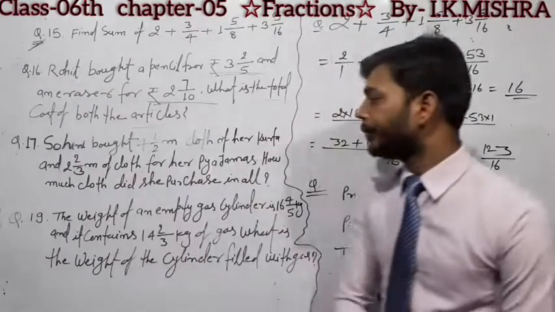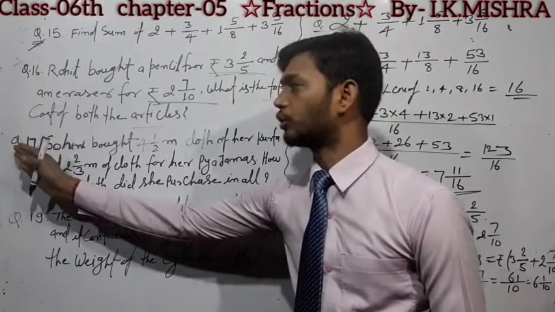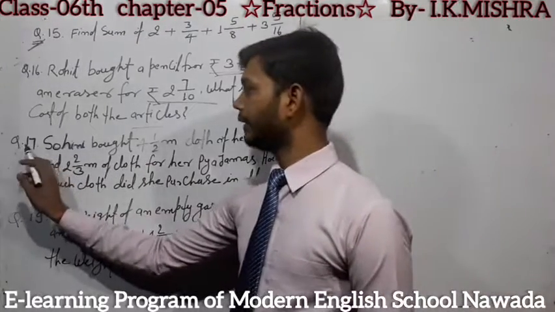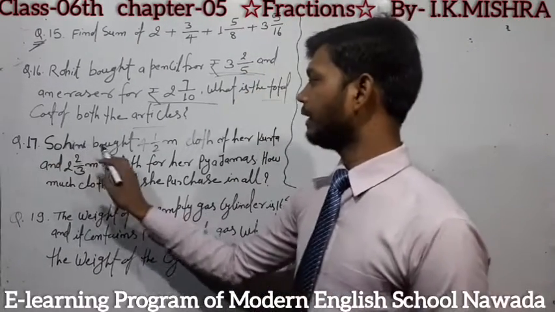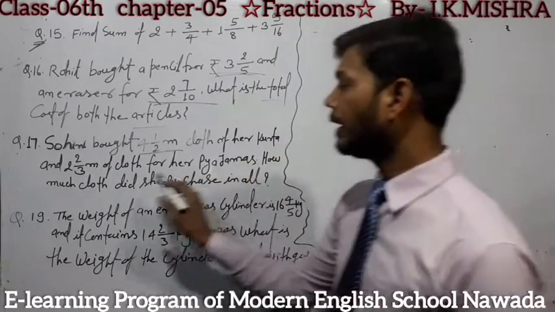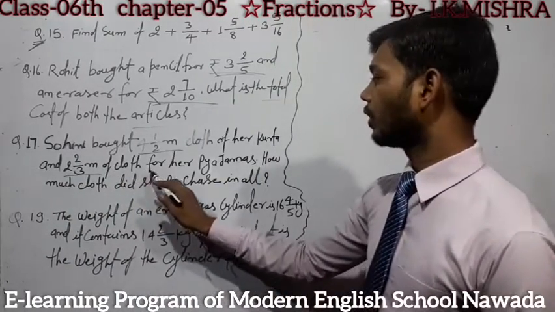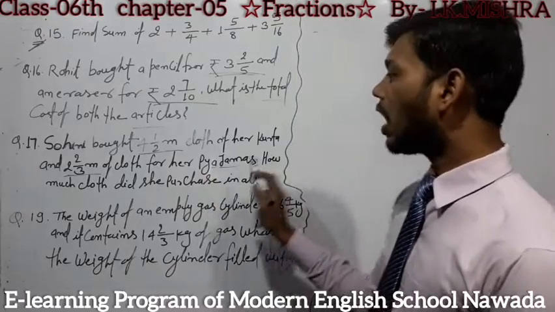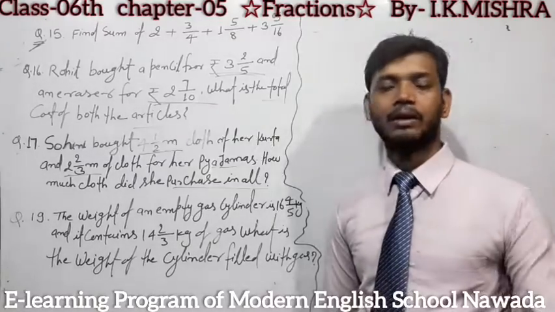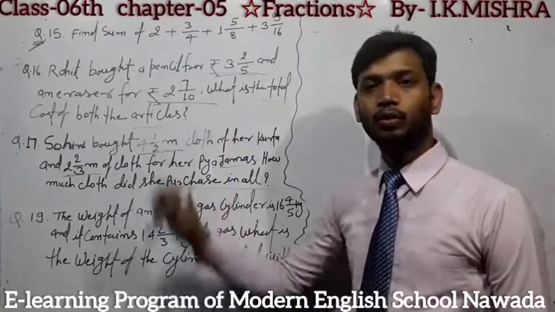Students, similarly here add, here read this question number 17. In question number 17, Sohini bought 4 whole 1 by 2 meter cloth for her kurta and 2 whole 2 by 3 meter of cloth for her pajamas. How much cloth did she purchase in all? Friends, here total purchases of cloth will be sum of these two cloths.